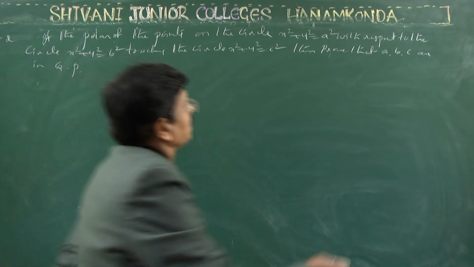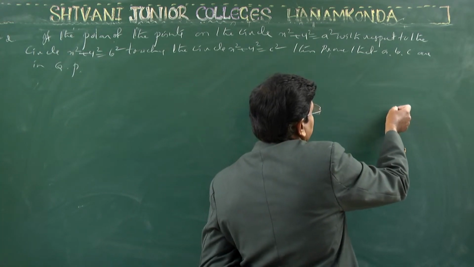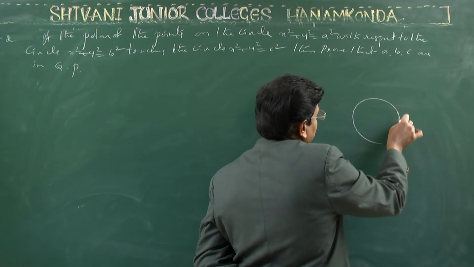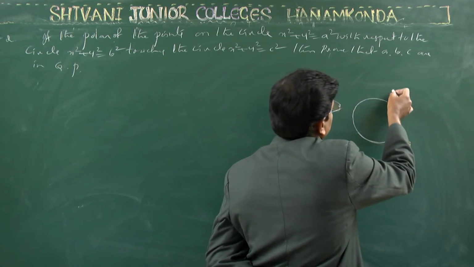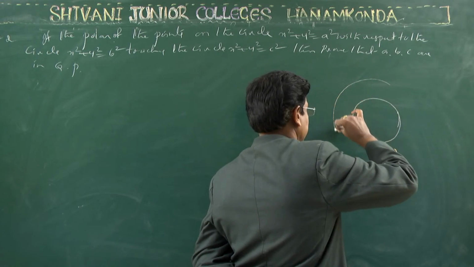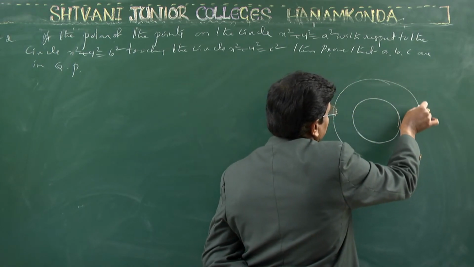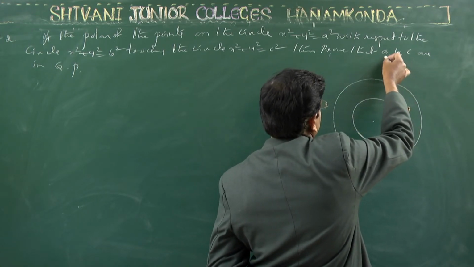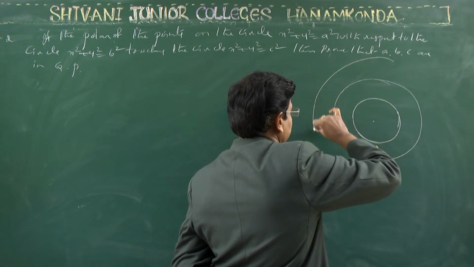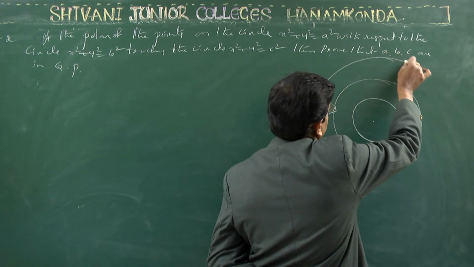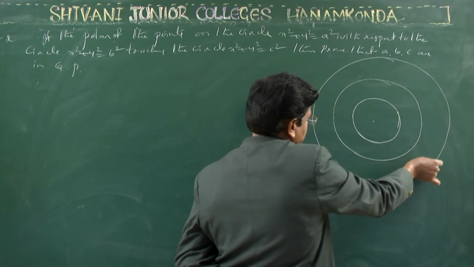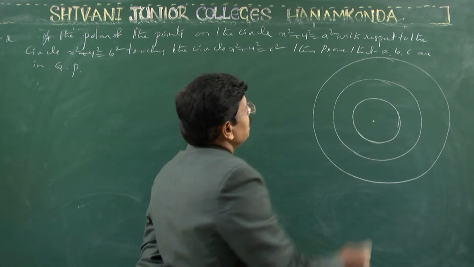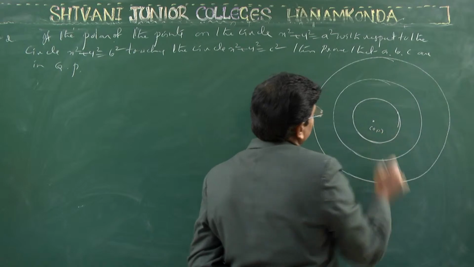You can observe that these three circles have the same center. They are called concentric circles. If two circles have the same center, then they are called concentric circles. The center is nothing but the origin.